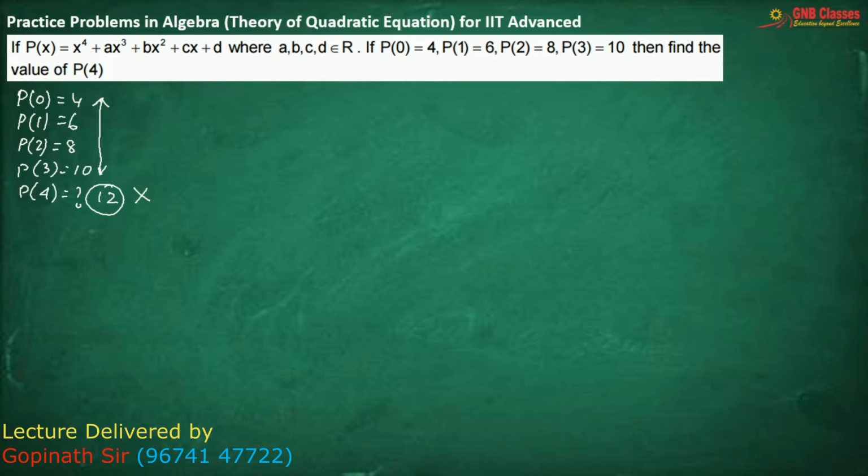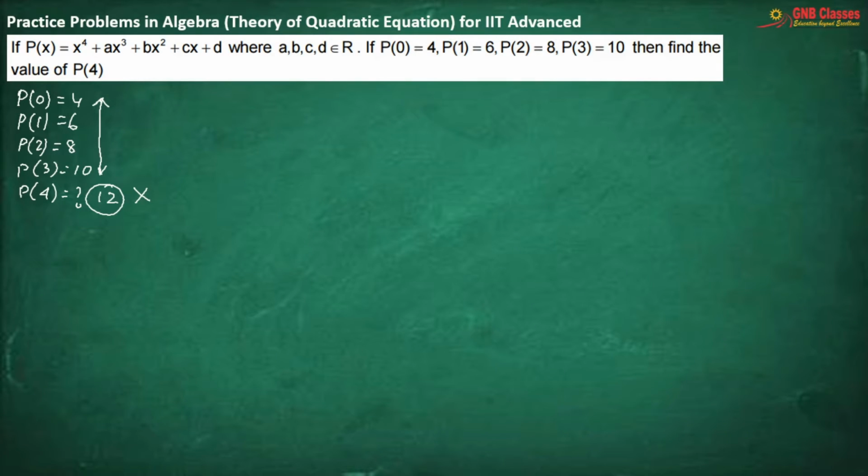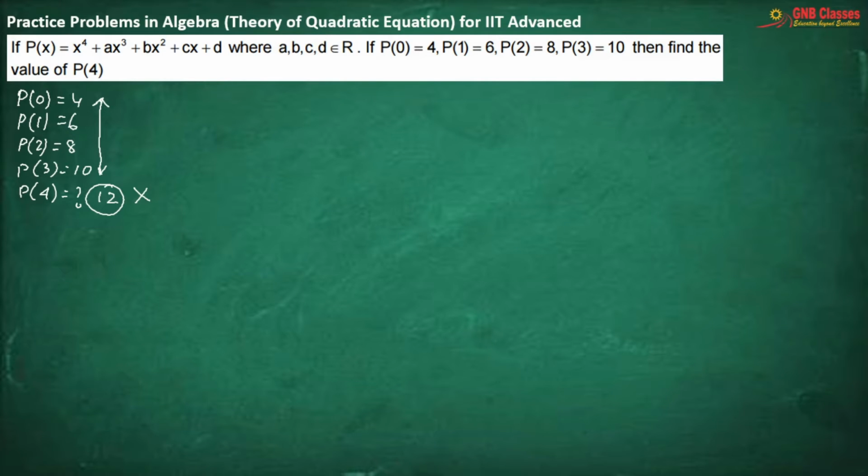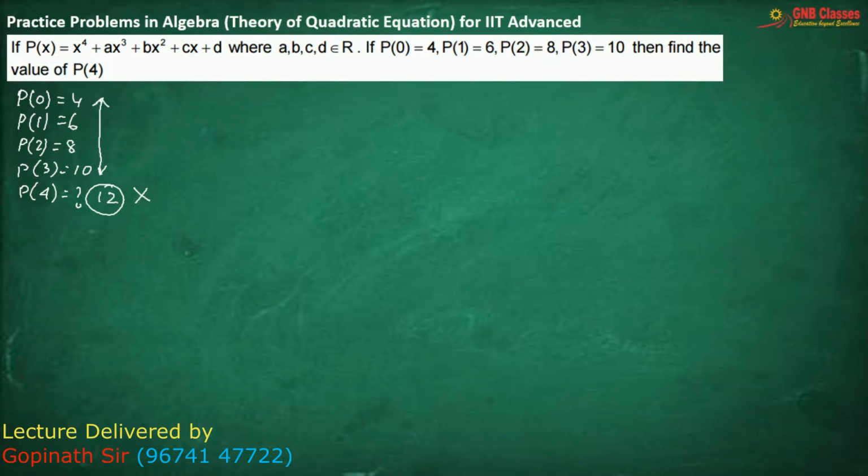Number two, whenever students see this problem, they put those values in the given equation and solve the simultaneous equations to get the values of a, b, c and d, and then put the value of 4 in place of x to get the value of P(4). Now it's okay, maybe you will get your answer, but it will take a long time to solve this problem. So I will never do this problem by that method.